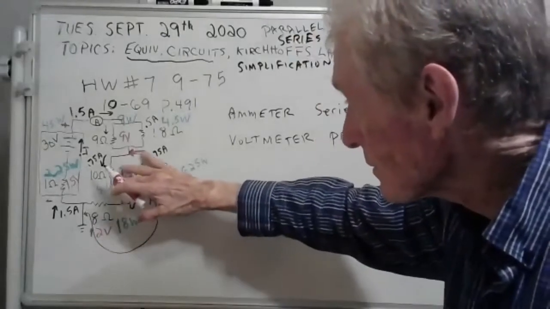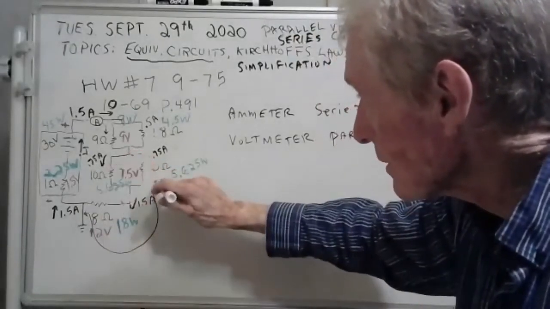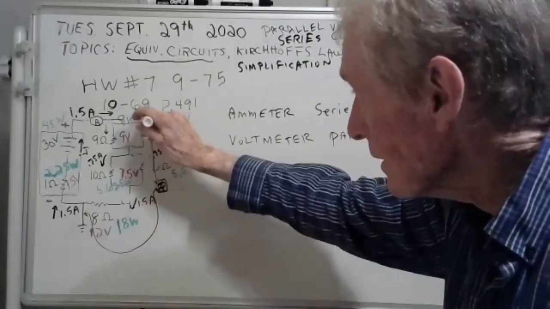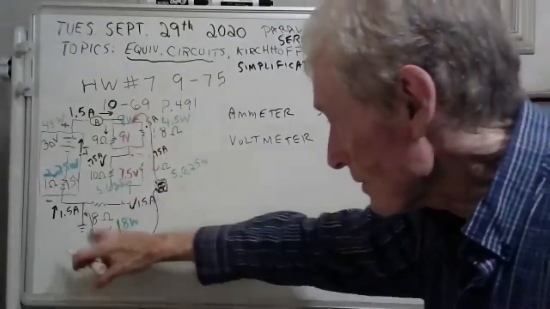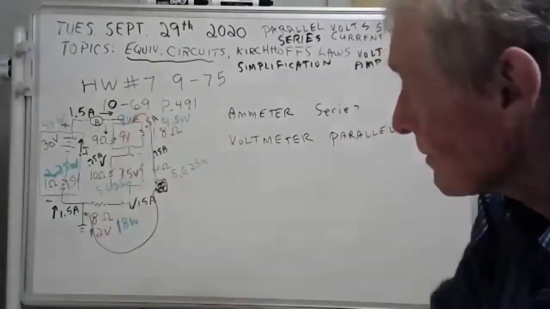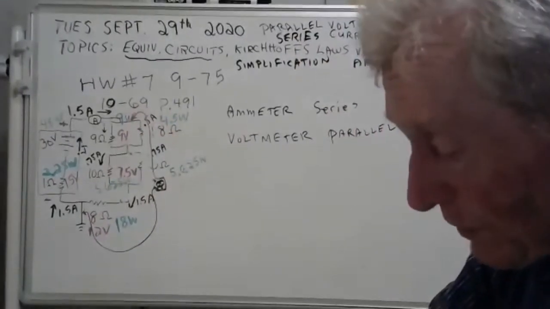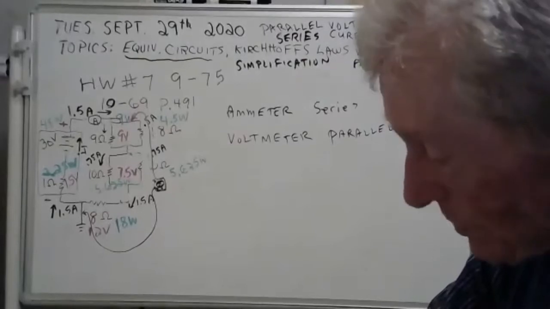Now, if you connected your hot lead up here, like that, and you've got your ground lead here, what would the voltmeter read there? You tell me.